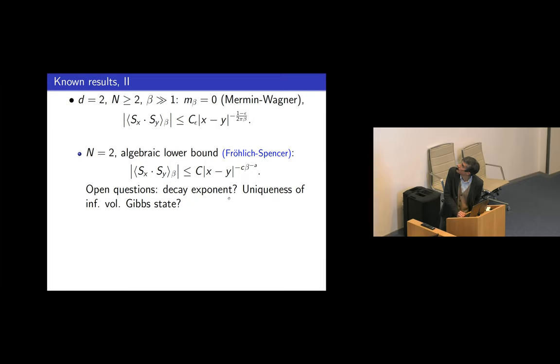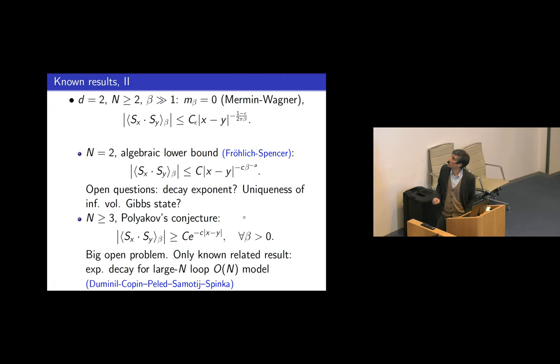Another open problem is: is the infinite volume Gibbs state unique? It's known that there is a unique translational invariant Gibbs state, but surprisingly, there is no proof that there are no non-translational invariant Gibbs states, and this is another interesting open problem.